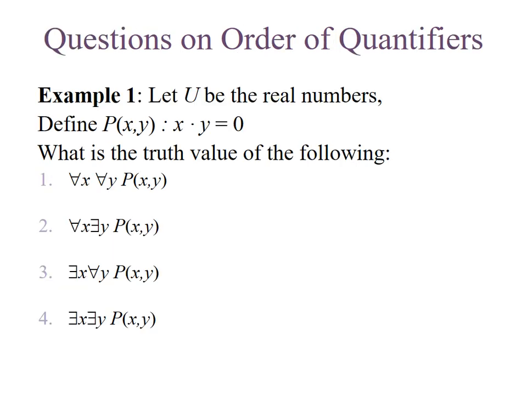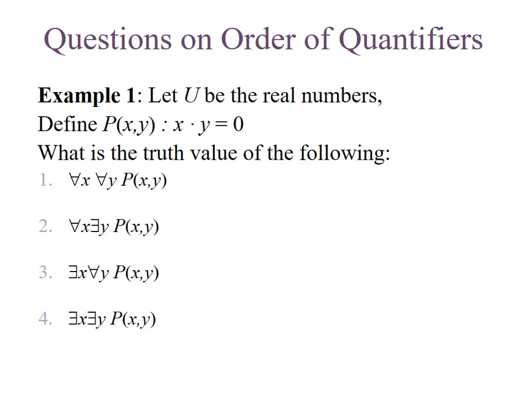Okay, next let's see the example. If we have p of xy, that is x dot y, x times y equals 0. Okay, it's not plus, it's x times y. Then what's the truth value of the following example? If the domain is real numbers, for all x for all y, p of xy.